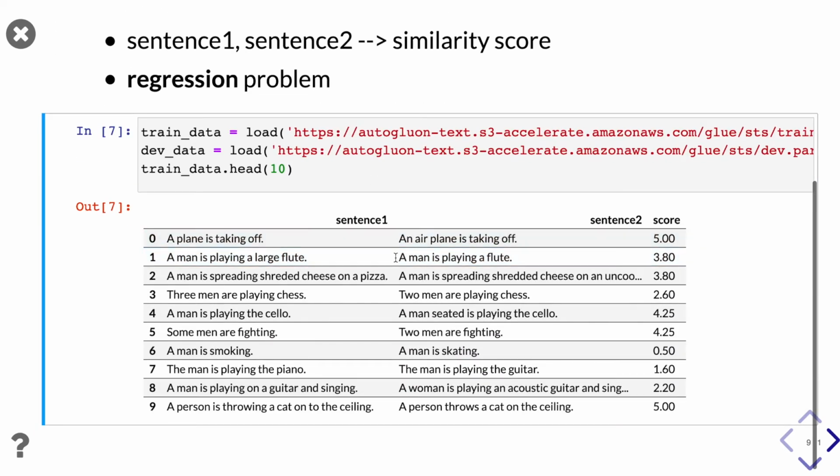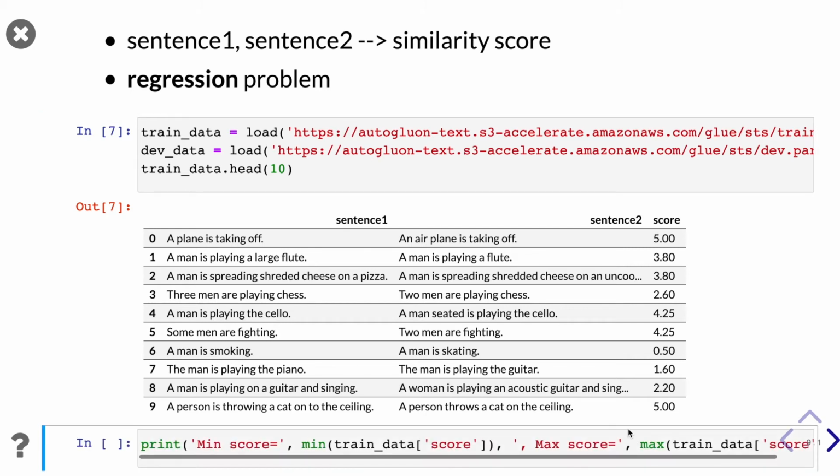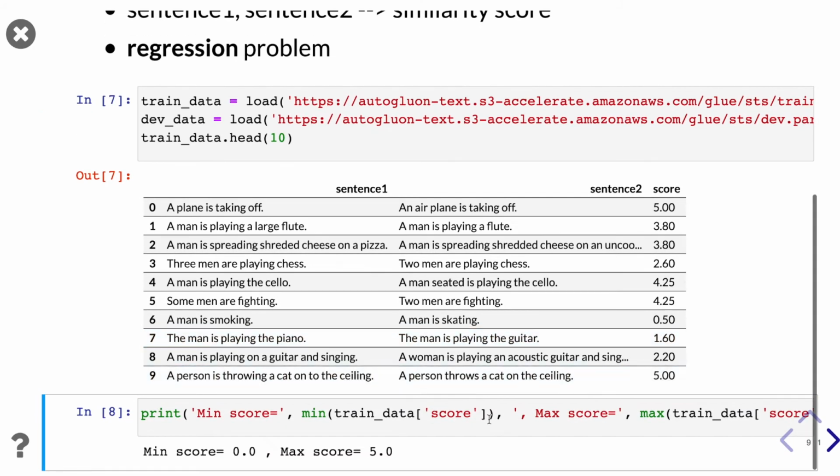We can see it's still a pandas data frame, and it has 3 columns: sentence 1, sentence 2, and the score. Here we can see "a plane is taking off" and "an airplane is taking off" has a score equal to 5, and "a man is smoking" and "a man is skating" has a score of 0.5. If the score is higher, it means it has a higher similarity, and the range of the score is 0 to 5, as we can see here.